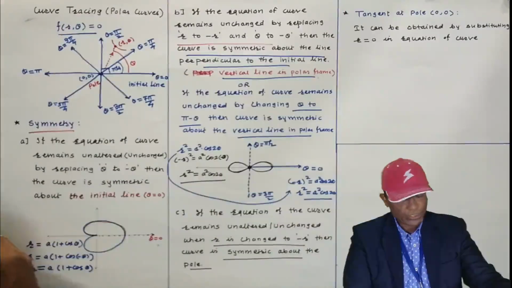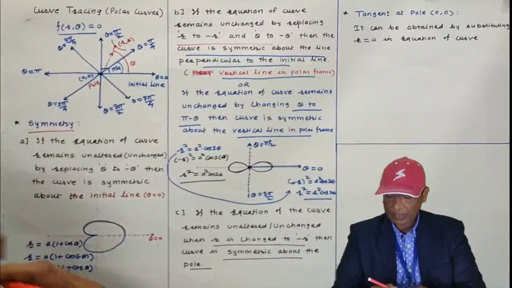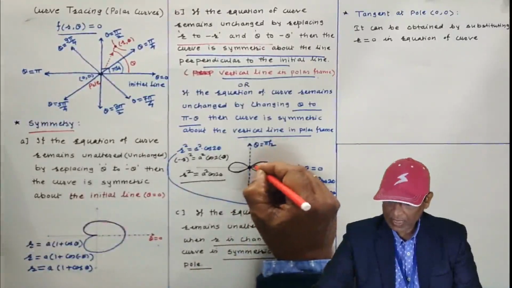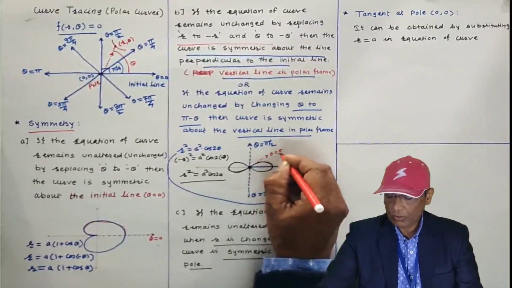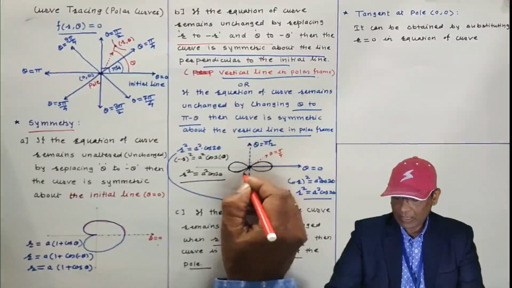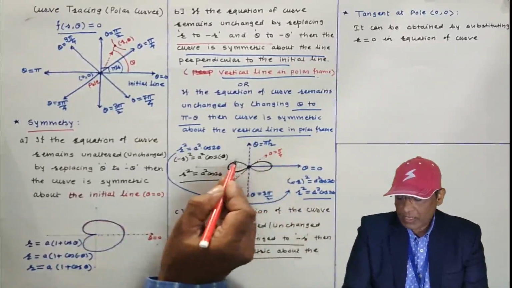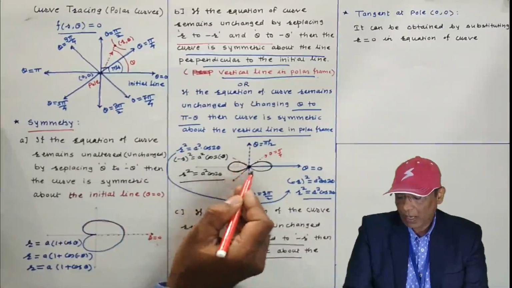Here I am drawing tangents also. This theta equals pi by 4 is a tangent. How to find the tangent at the pole, you will come to know later on. This is a tangent again. This is the tangent. And this is the tangent.